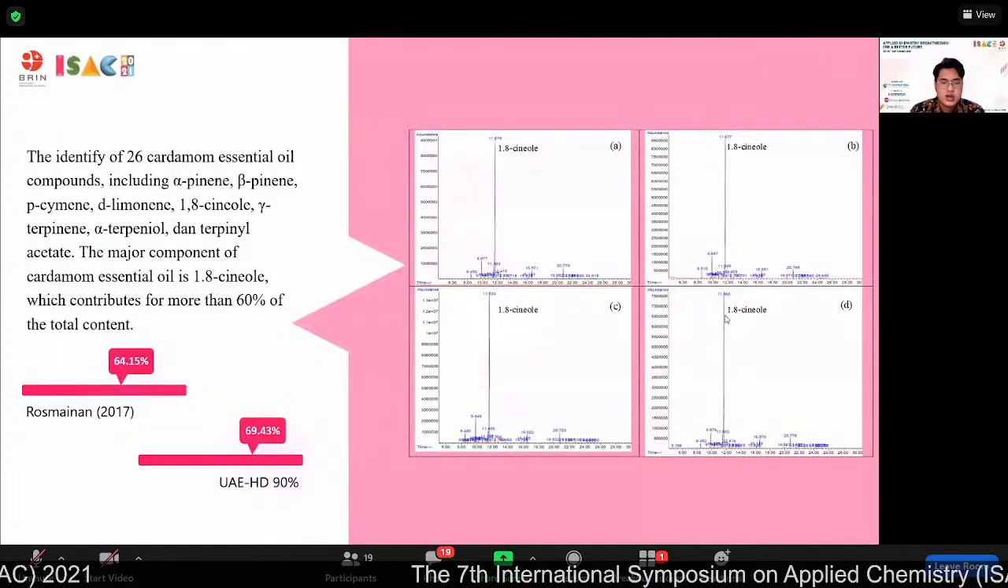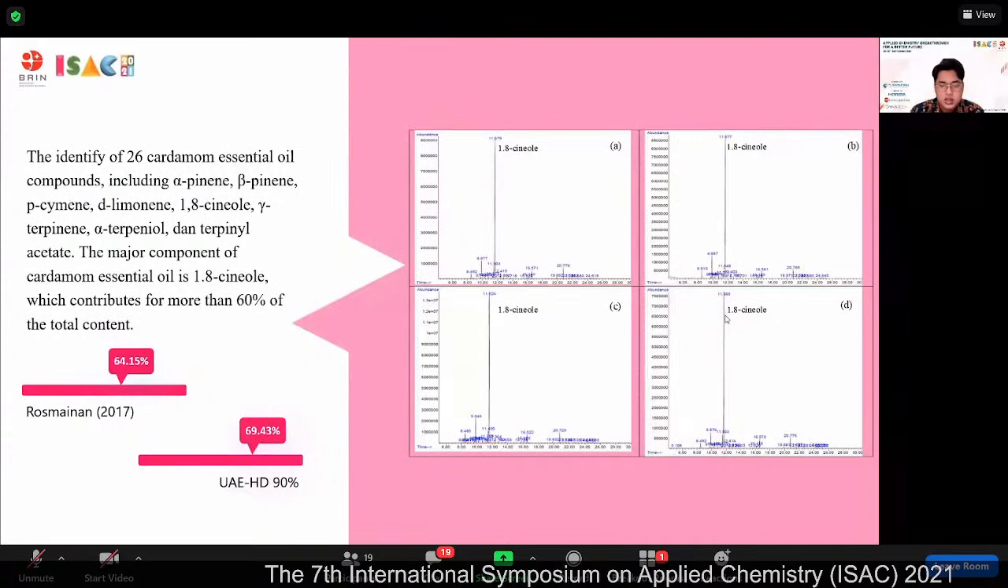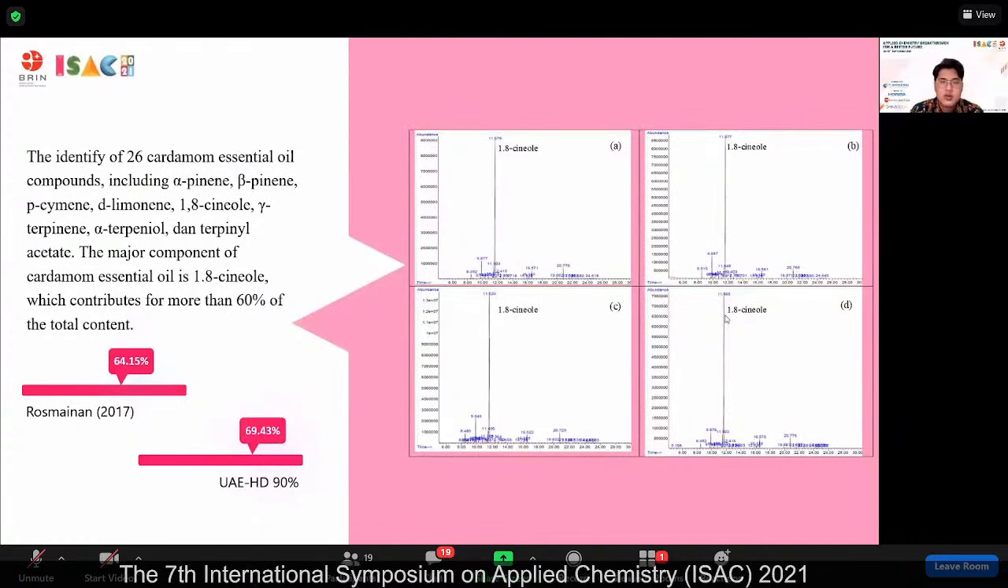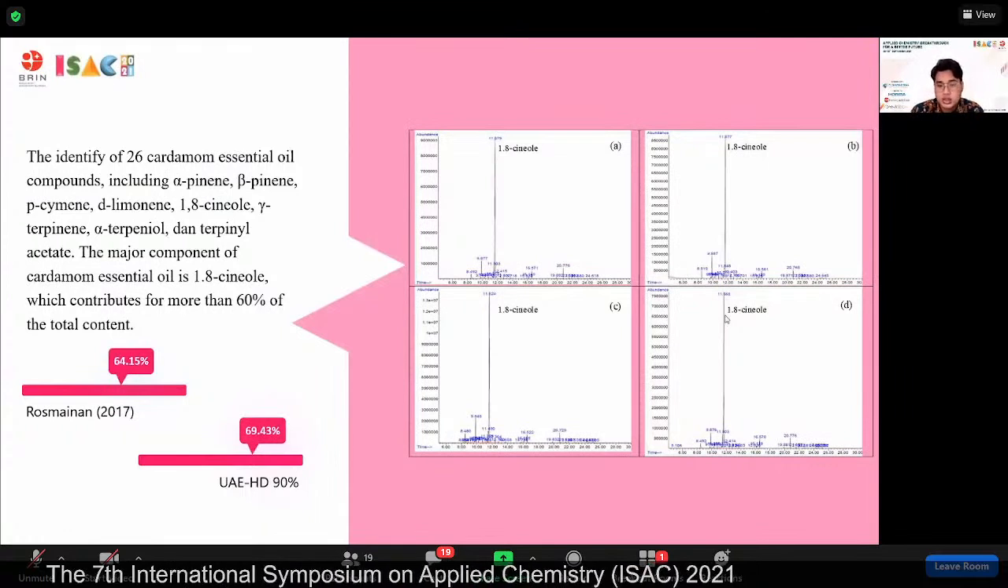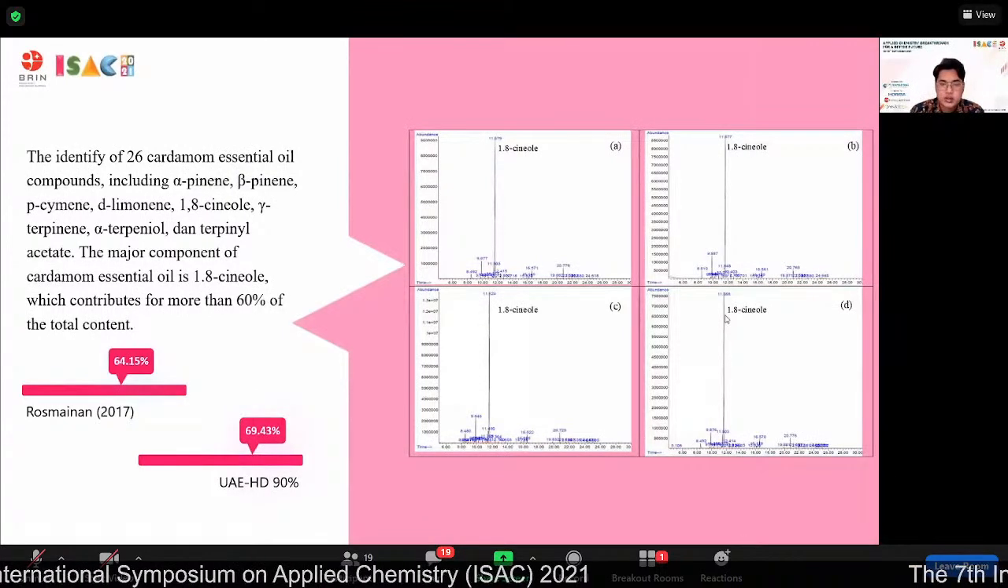We studied more, and the research of Rosmainen in 2017 achieved cineol content of only 64.15%, but when we use ultrasonic pretreatment using 90% amplitude, we achieve cineol content up to 69.43%. This pretreatment sonication with amplitude of 90% gives the largest yield of essential oil compared to other methods, which indicates that the magnitude of amplitude has an impact on the increase of yield in essential oil.